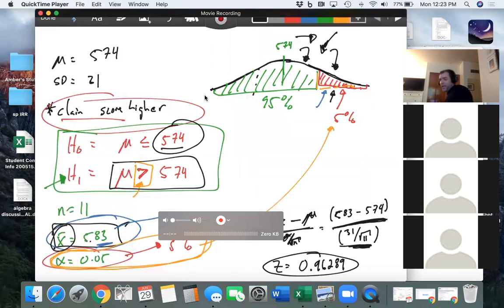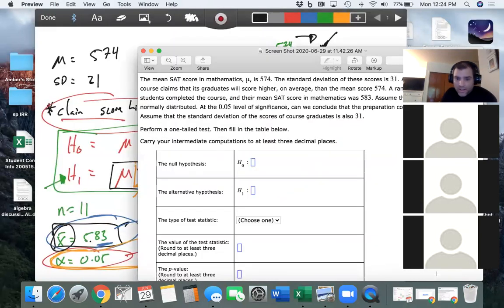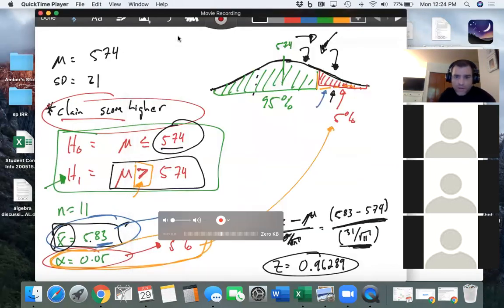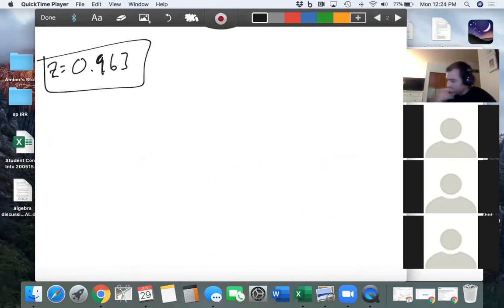And then the last thing it asks is, what is the p-value? Okay. And so this is one of the things that somebody emailed me about and asked me to talk about. So now that I have this z value, hold up, let me go back to my 0.963. 0.963. This is my z value. This is this test statistic. And I need to turn this into a p-value.